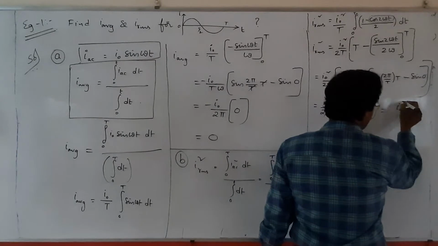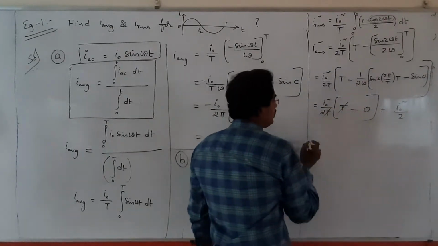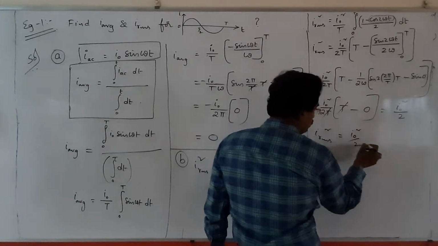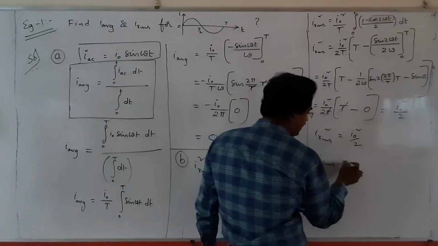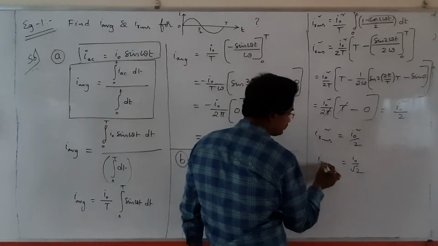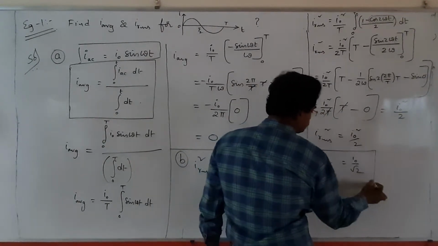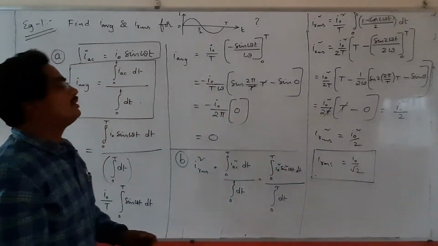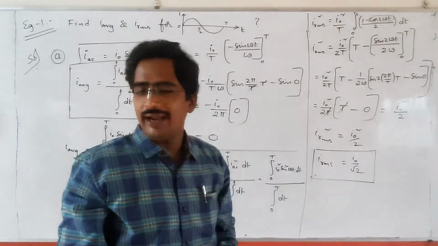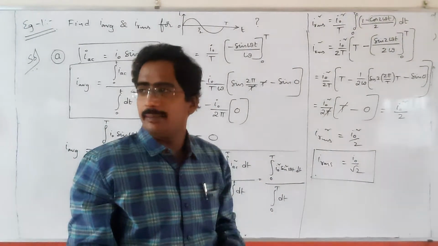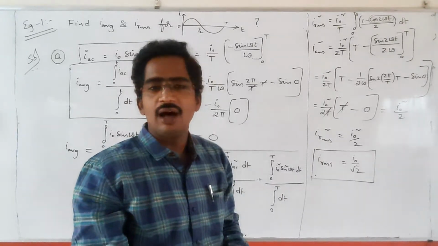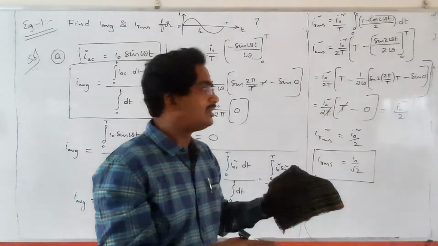We have I naught square by 2. So if IRMS square equals I naught square by 2, then IRMS equals I naught by root 2. That is the answer for RMS current. Okay, that is the answer for the RMS value of AC. Next one.